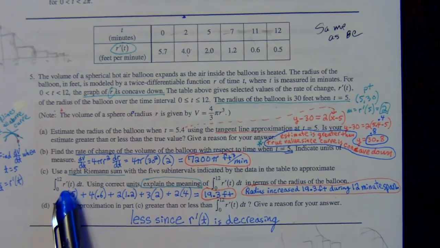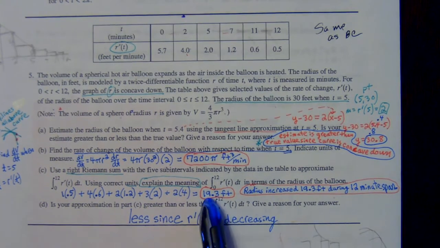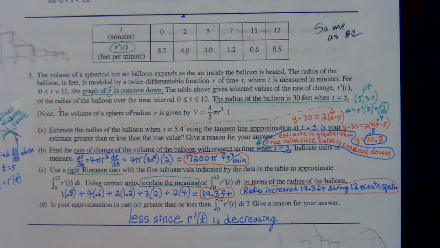And then notice how you're integrating r prime. We know when we integrate r prime, that's going to give us the radius. And so that's how I knew that that was 19.3 feet. It was just feet. It wasn't like feet per minute. It wasn't how fast something was changing.